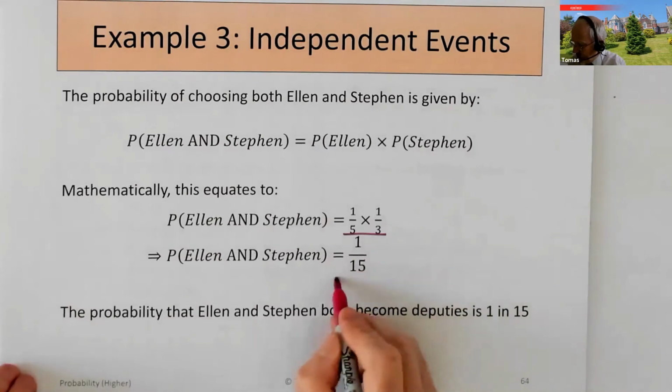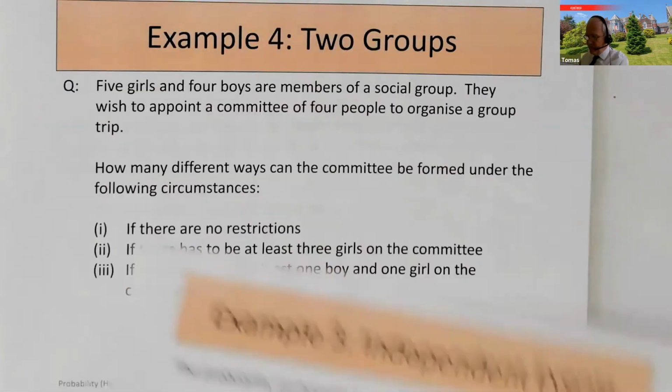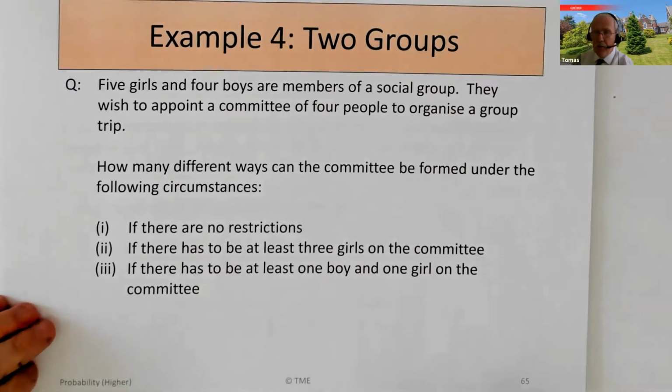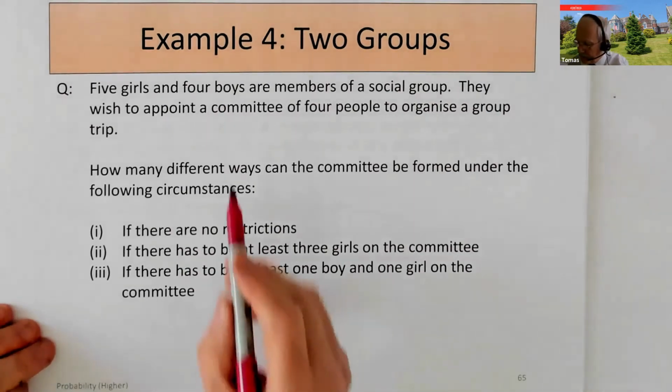Ellen and Stephen, 1 over 5, 1 in 15. Now, this is a typical exam pattern.